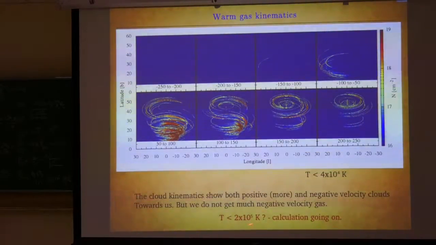For higher energy cutoff, the calculation is still going on. So what we see is that we don't see much gas here at minus 200 to 150 kilometers per second. But as we proceed from minus 100 to 50, we see some gas. Then as we go on, there are some clouds still we see. So yes, this is the line of sight velocity from the sun.